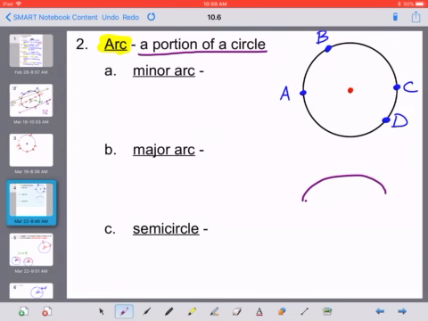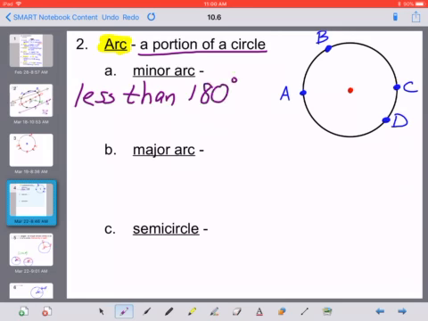Three different types of arcs that we're going to try to define here, everybody. The first one is a minor arc, and that's one that makes up less than half of the circle. Now, what I hope we know already is that the total number of degrees in a circle is 360 degrees. Half of a circle, then, is going to be 180 degrees, and a minor arc is going to be anything that makes up less than 180 degrees.